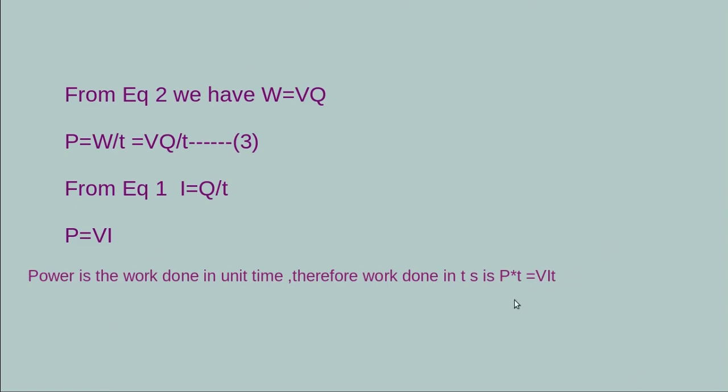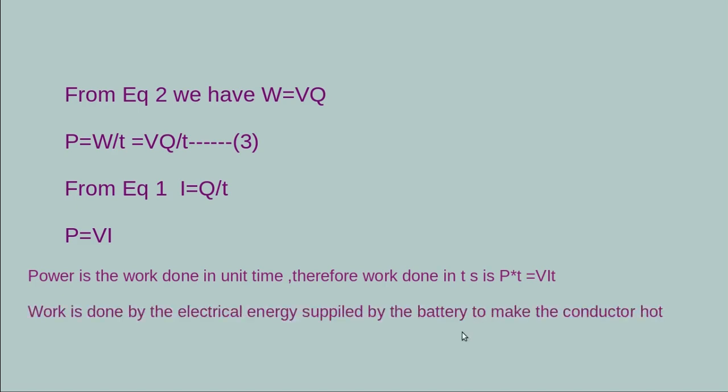Work is done by the electrical energy supplied by the battery to make the conductor hot. So heat developed in the circuit is actually the work done. So the equation is H is equal to VIT or W is equal to VIT. Why? Because W is equal to H.